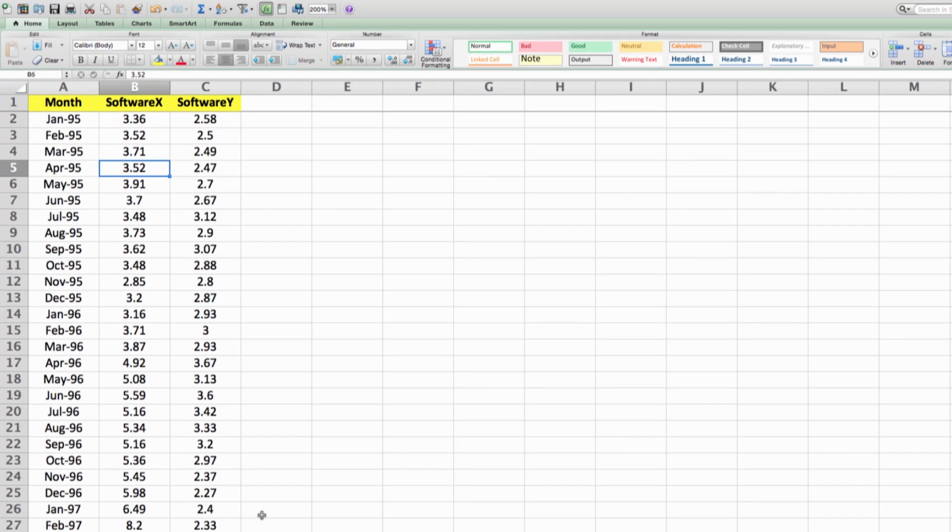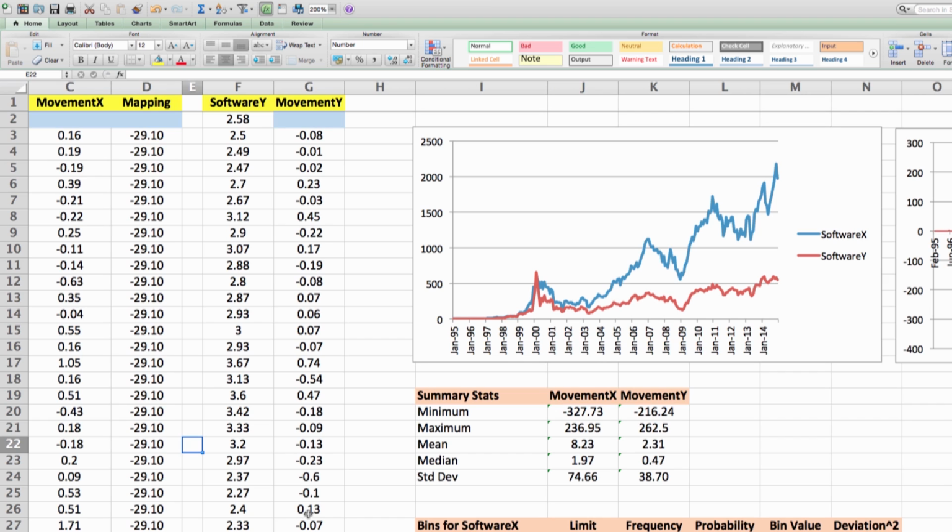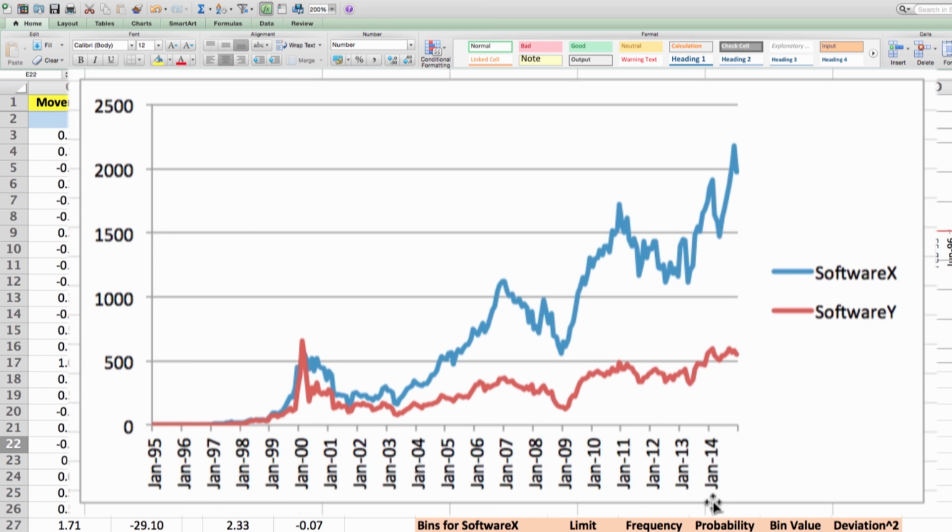So what I did was to get data for these two stocks for the last 2 decades. I'll call these two firms Software X and Software Y. What we have are only monthly close prices because daily stock movements don't really interest me. I'm a long-term player. If I get over to my analysis sheet, I'm looking at the movements of these two stocks. These are actual stock prices for Software Y in red and Software X in blue. And the line chart alone tells you why I should have bought these stocks a long time back.